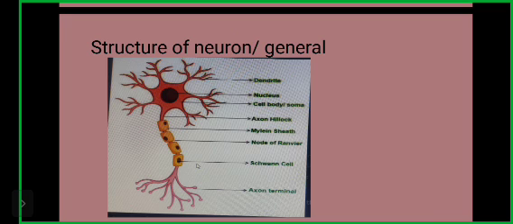And then you can have this other part known as the axon. The axon, the thing is, as you can see the structure here.